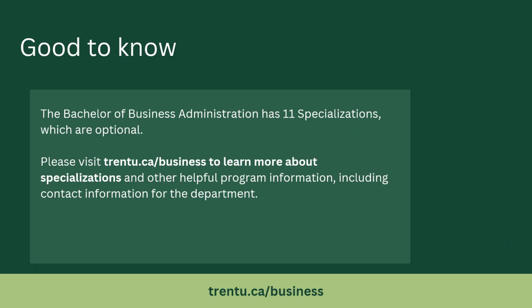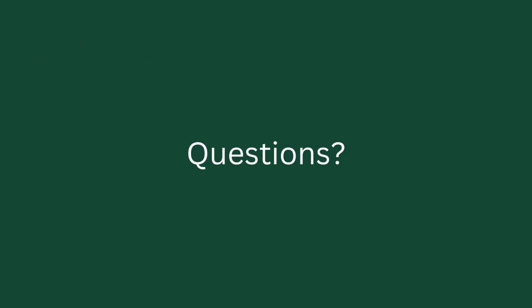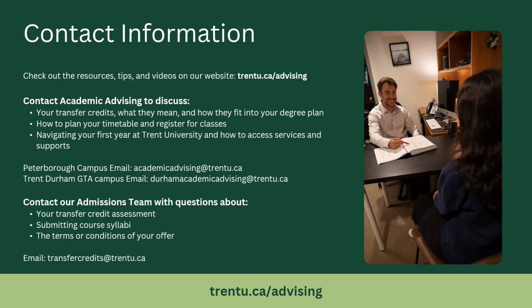The Bachelor of Business Administration has 11 specializations, which are optional. Students may obtain only one specialization as part of an honors BBA degree. Please visit the program website to learn more about specializations and other helpful program information, including contact information for the department. You may still have questions after viewing this video, and that's okay. We have lots of helpful resources on our website, so be sure to check those out.